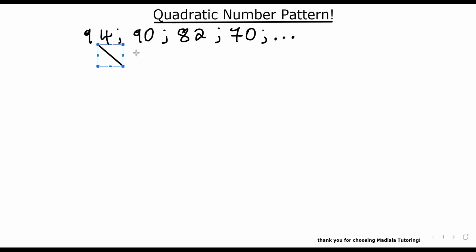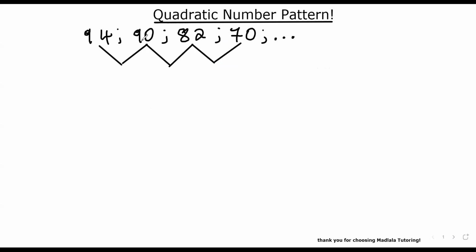So this is the pattern we are given: 94, 90, 82 and 70. And this goes all the way to infinity, of course. Remember, we are not finding the general term as yet. We are trying to find the next two terms, right? So it's necessary for us to find the differences because they are going to help us find the next two terms.